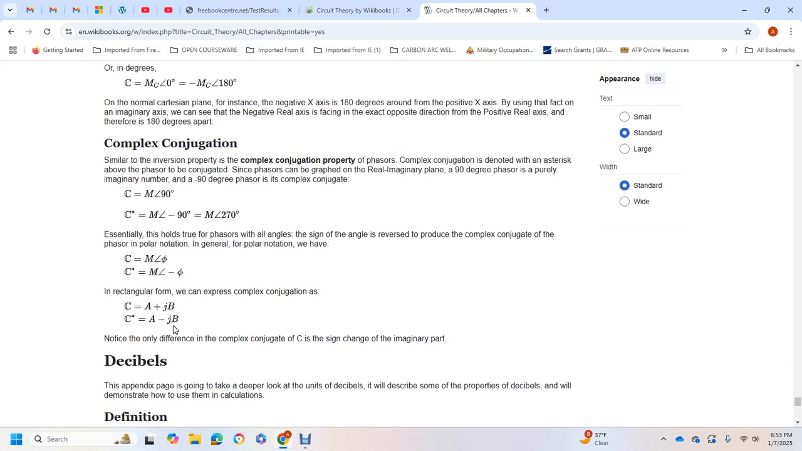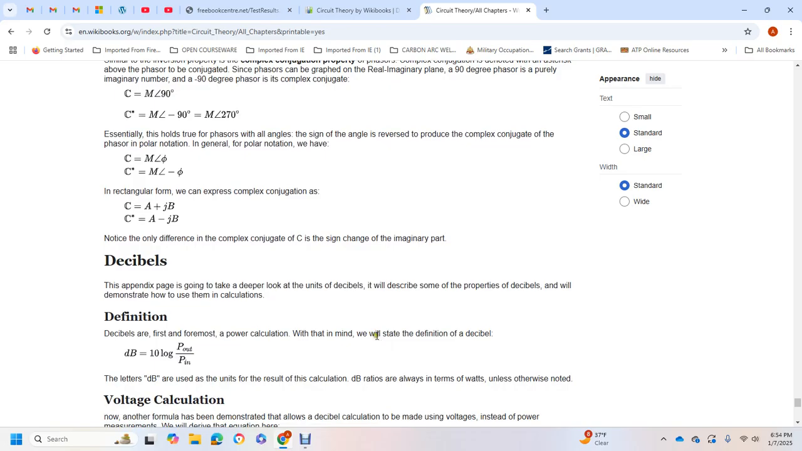Complex conjugation. Similar to inversion, complex conjugation is denoted by an asterisk above the phasor. Graphing on the real and imaginary plane, a purely imaginary number has a 90 degree phase, and the conjugated one has negative 90 degrees. Essentially, the complex conjugate holds the same magnitude with the phase angle reversed. In polar notation, the general polar notation is conjugated this way. In rectangular form, notice the only difference in complex conjugation is the sign change of the imaginary part.